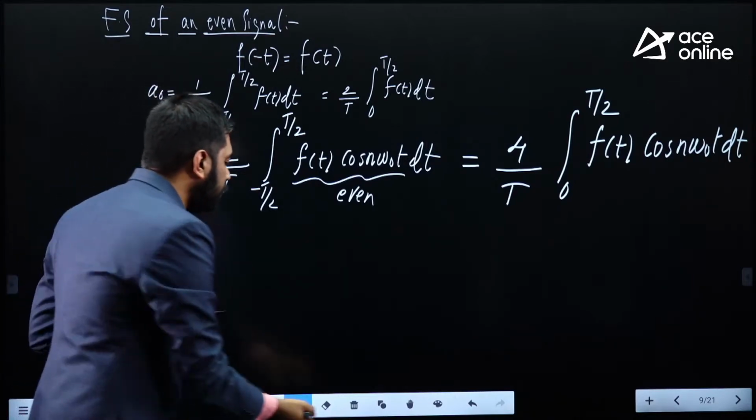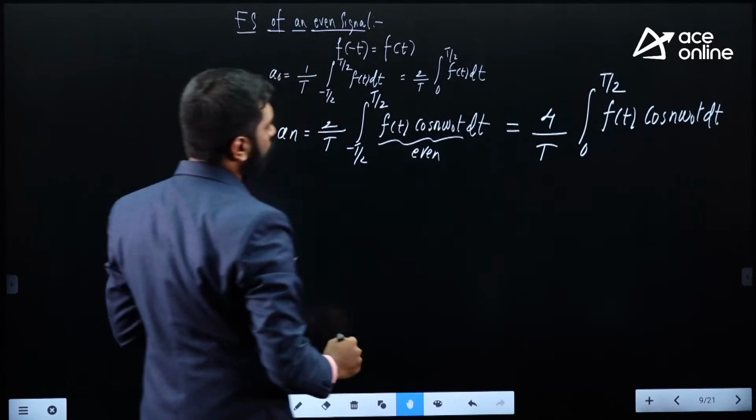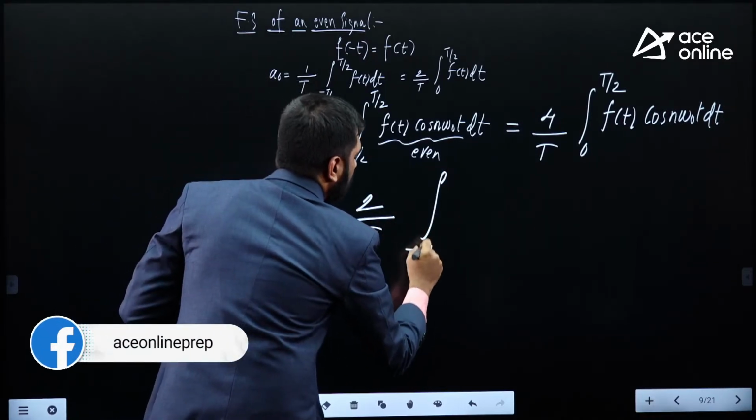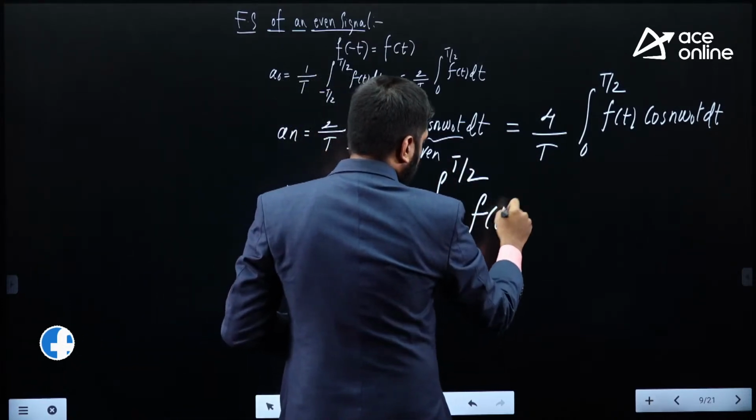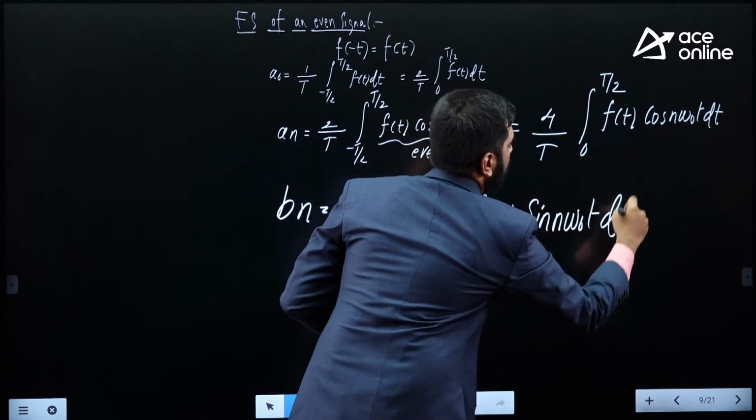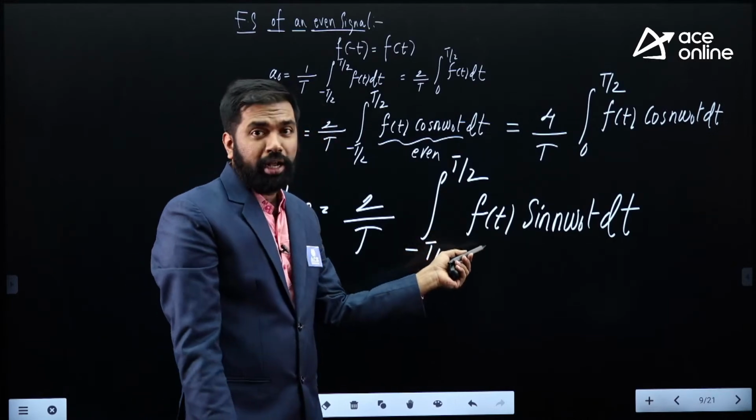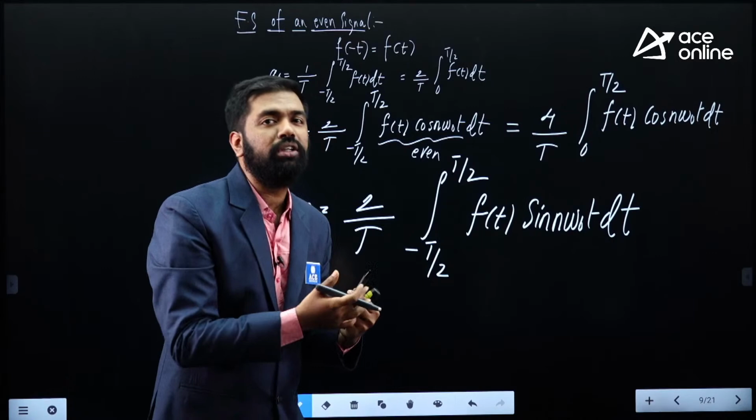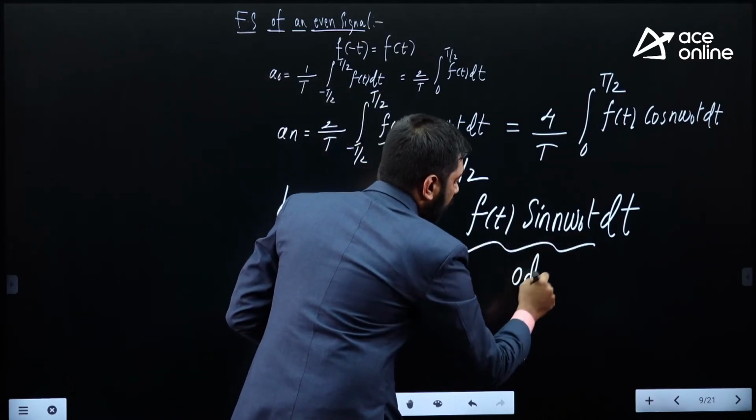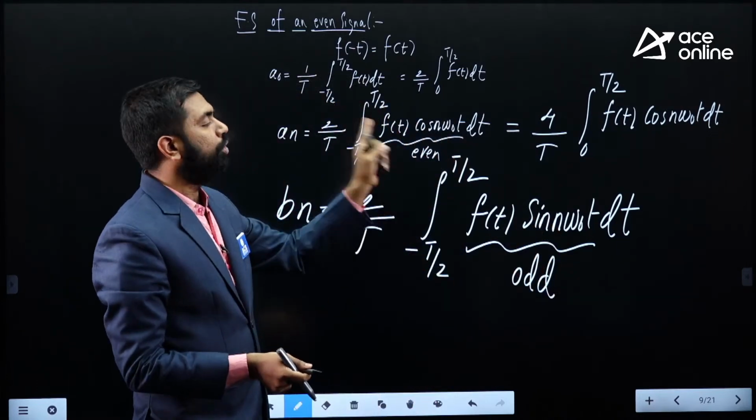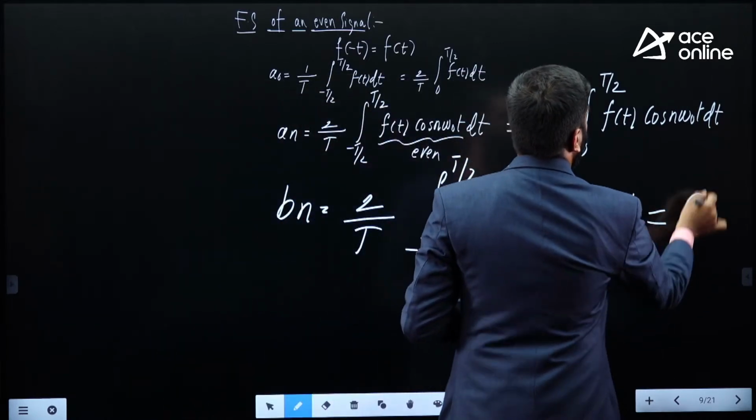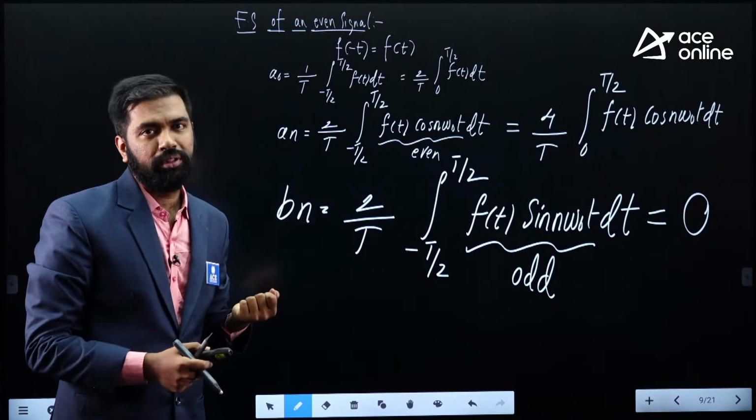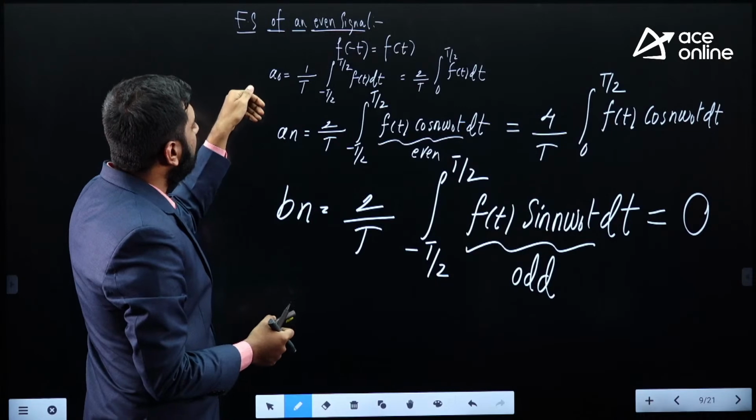We have simplified an. Now the most interesting thing here is the value for bn. The expression for bn is 2 by T integral minus T by 2 to T by 2 of f of t sine n omega naught t dt. Now we have assumed that f of t is even, sine is odd. Even into an odd will result in an odd function. So now this is an odd function, and you are integrating an odd function from minus T by 2 to T by 2. So what will this give you? This will definitely give you 0. That means in the Fourier series representation of an even signal, you don't find any sine terms. What you will find is the constant, that is the DC value, and then the cosine terms.